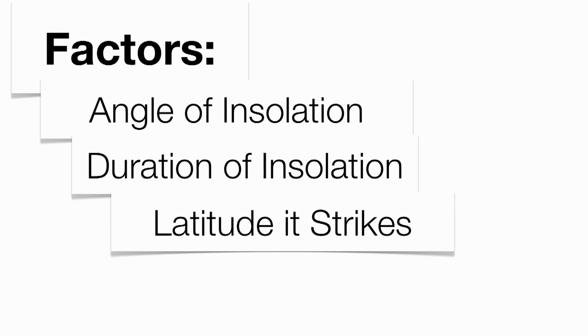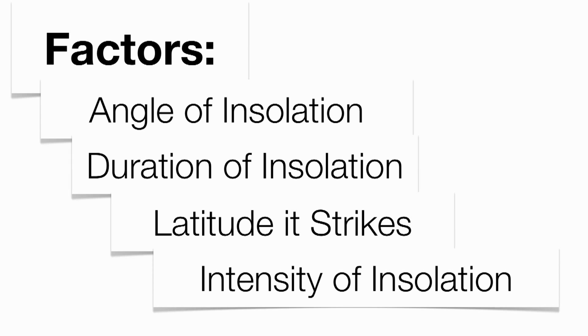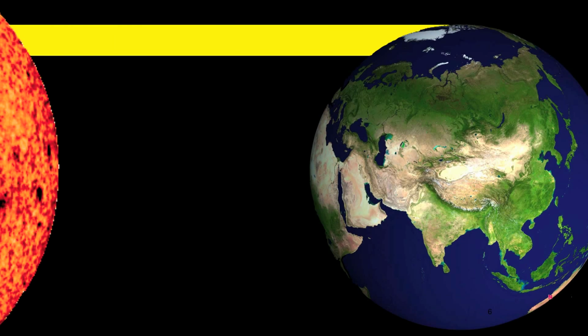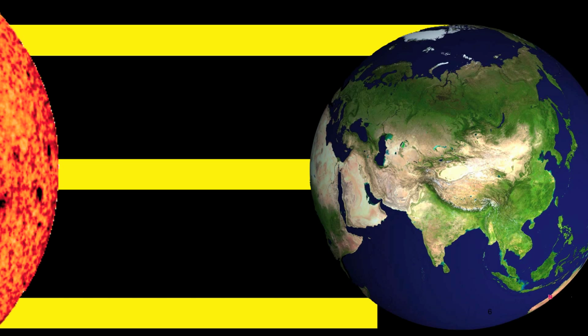The latitude that it strikes is going to be important. North Pole and South Pole are much colder than the equator. And the strength of insolation: the higher the angle, the greater the intensity. The lower the angle, the weaker the intensity. So you'll see that the North Pole and the South Pole have much lower angles and they have much weaker intensity from the sun. That's why it's quite cold.